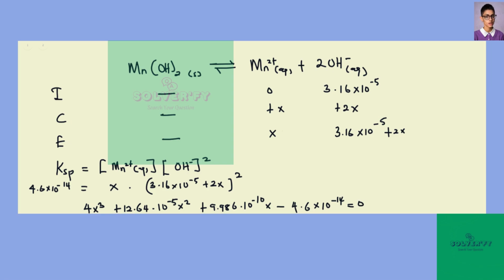So if we solve for x, this is a cubic equation. So x will be equals to 1.34 times 10 to the power minus 5. And since x represents the molar solubility for the manganese 2 plus aqueous, x is 1.34 times 10 to the power minus 5 molar.